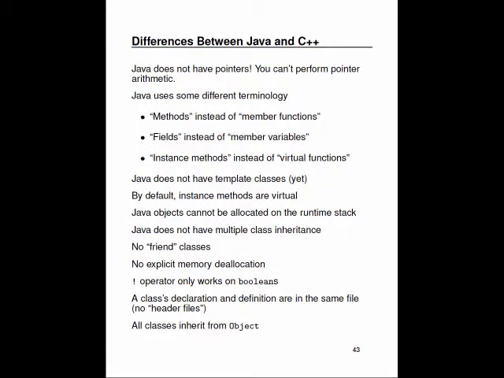Okay, so once again, some differences between Java and C++ with regards to object-oriented programming. Again, Java doesn't have pointers, so you can't do pointer arithmetic. So you can't create an object and add 3 to it. Right? You can't do that like you can in C and C++.